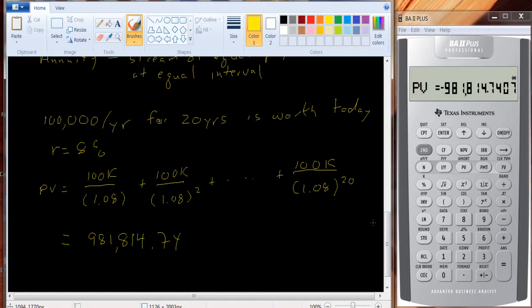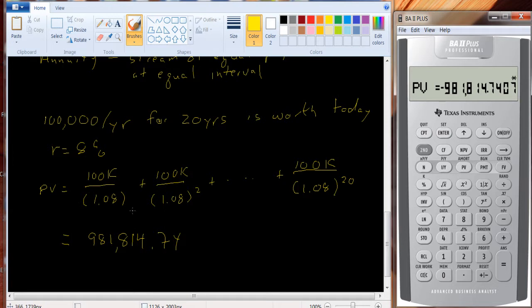$981,814.74. So let me just check that again, make sure that's correct. I'm going to clear my worksheet. 20 periods. Interest rate is 8. The payment is 100,000. And I'm going to compute the present value. And so you can see that what you thought was $2 million, if you took the 100,000 multiplied by 20, is actually only $981,814. So it's much less because you don't have to put that amount, the full 2 million, in the bank in order to be able to withdraw this amount.